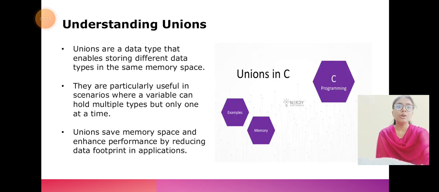Understanding unions. Unions are a data type that enables storing different data types in the same memory space. They are particularly useful in scenarios where a variable can hold multiple types but only one at a time. Unions save memory space and enhance performance by reducing data footprint in applications.